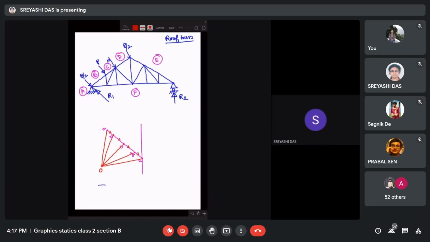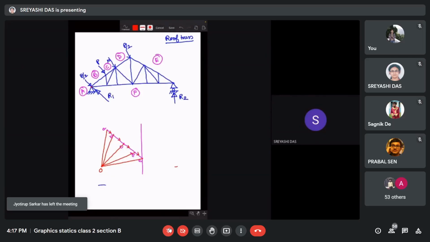So now from this joint, we have to draw the funicular polygon. So first we have to draw the line parallel to OA in the A space. Now here, A space is basically, actually you see that FA and AB are acting through the same point. So here, OA, we need not draw that line because we have got this point.